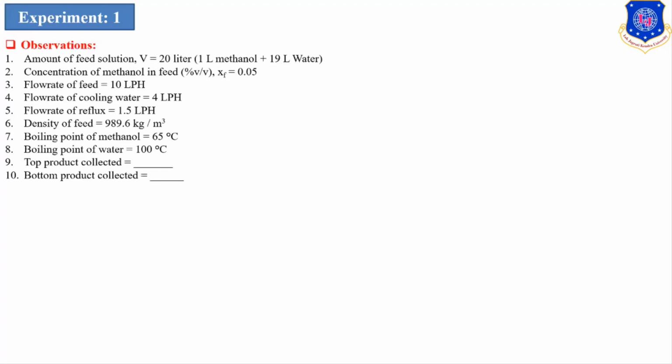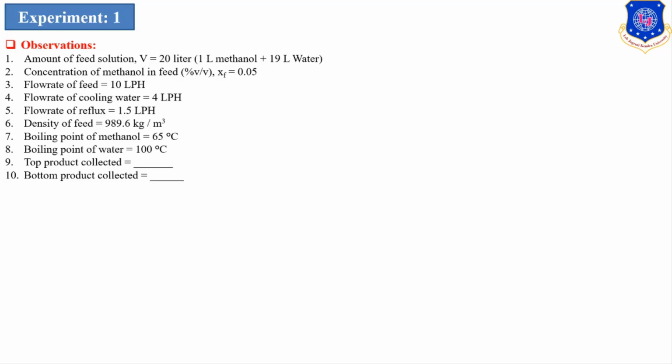Okay, now we have to prepare an observation table. So first of all, these are the observations: the amount of feed solution. Here we have taken 20 liters, where 1 liter is methanol, while the 19 liters will be water. And so the concentration of methanol in feed in percentage V by V, the XF, will be 0.05. The flow rate of the feed we have adjusted to 10 LPH. Flow rate of the cooling water was adjusted to 4 LPH. Flow rate of reflux was 1.5 LPH.